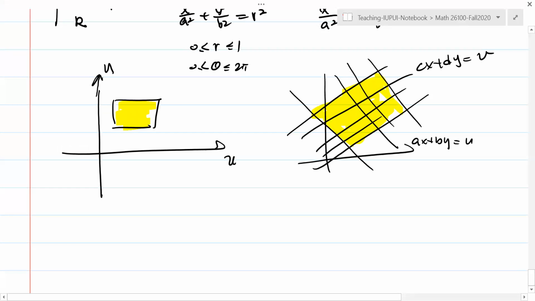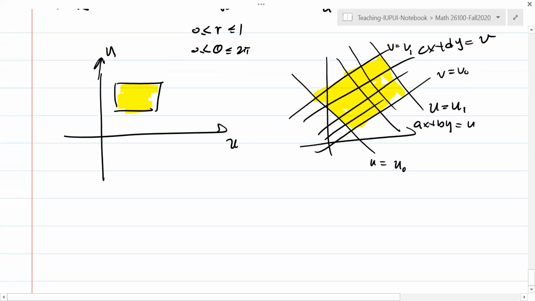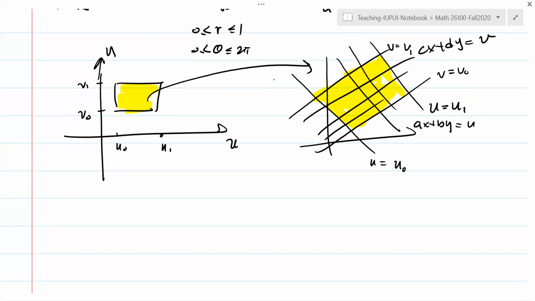Let's say u equals u0 and u equals u1, and v equals v0 and v equals v1. I'm going to choose bounds for that. Then you have v0, v1, u0, u1, and this will be transformed to that parallelogram.